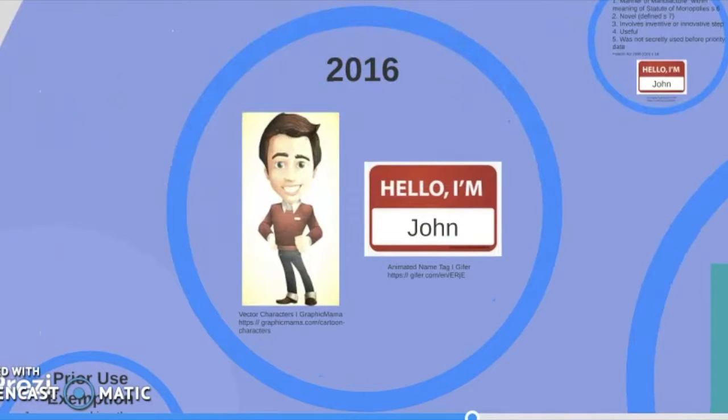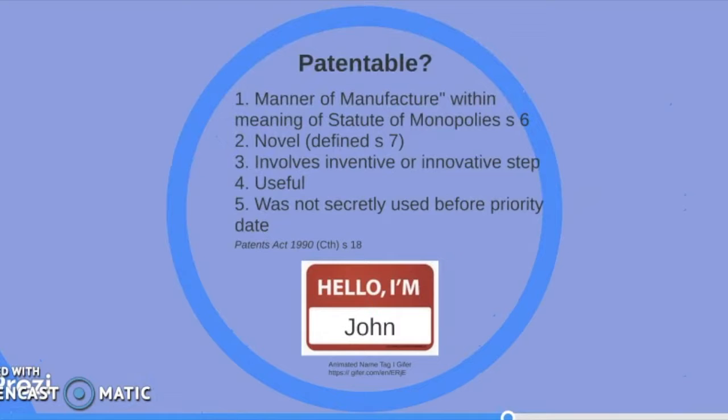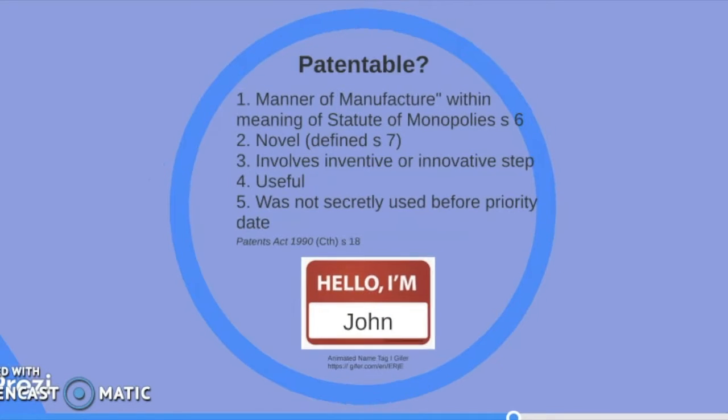John was inventing a new type of name tag during 2016. It was like no other name tag that had ever been invented before. The name tag was patentable as it was in the manner of manufacture. It was novel, it involved an innovative step, it was useful and was not secretly used before the priority date.